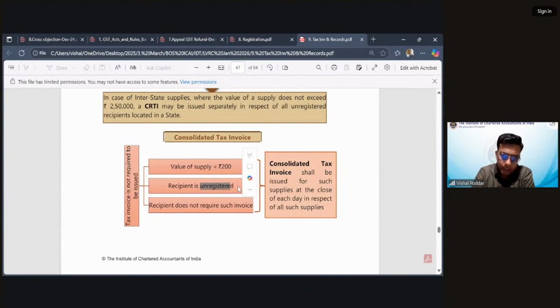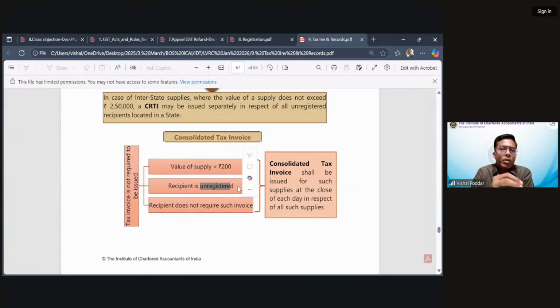In such cases, the supplier is given a relaxation of not giving a separate invoice to each of these buyers. Instead, what the supplier can do at the end of the day, for all these transactions of small amounts which happen throughout the day where he did not give an invoice, is make one single invoice for all these transactions. This single invoice is called a consolidated tax invoice. So basically, the concept of consolidated tax invoice is regarding those small supplies which you made throughout the day to unregistered persons who did not demand an invoice, so you did not prepare a separate invoice for them.